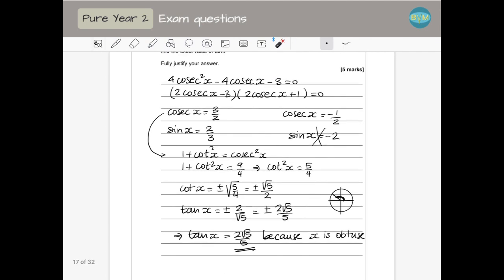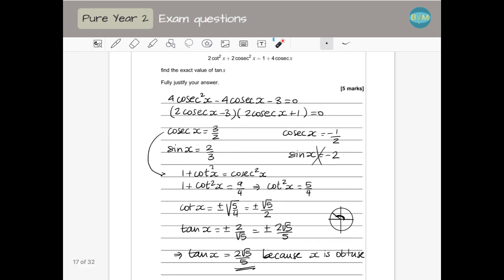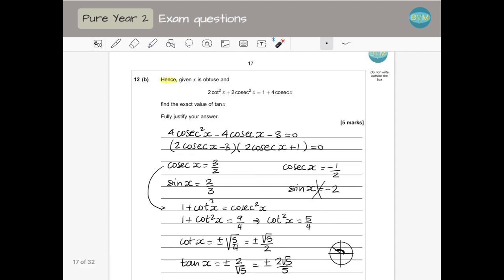So don't find sine minus 1 of this value and then find the tan, because you're going to get decimals, and they want you to do this one to have the exact value. Yeah, and that's all for this question.